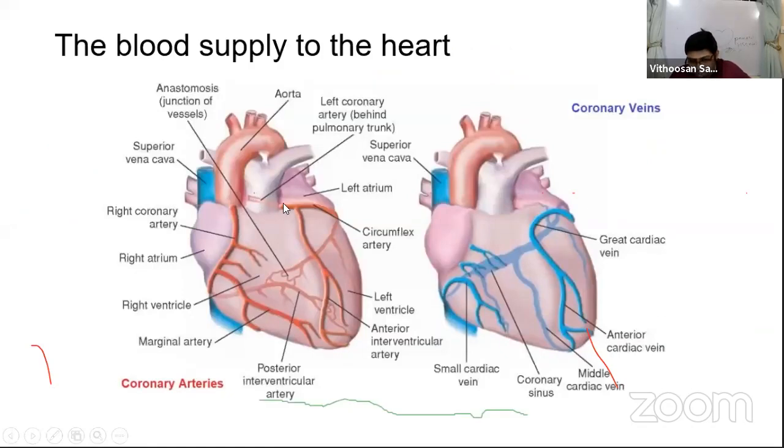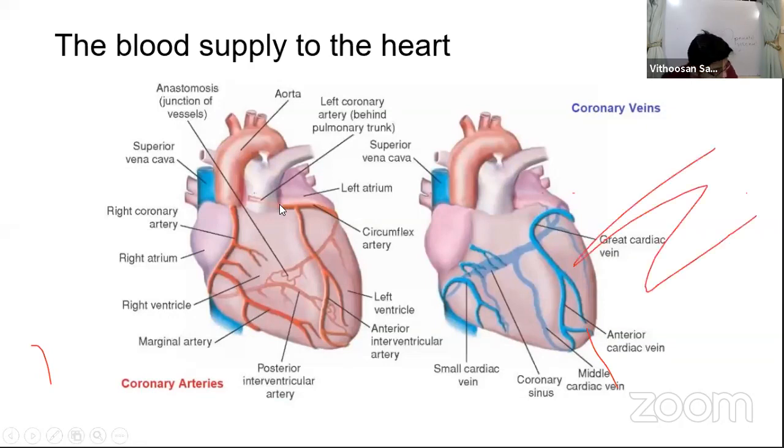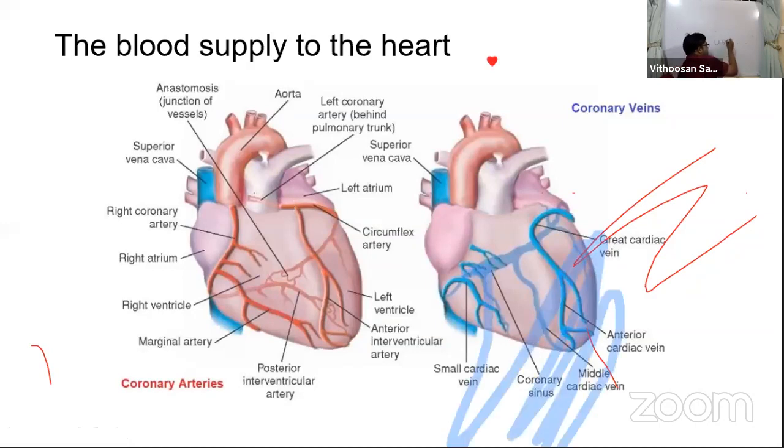Once it has started, the initial part of this artery is called the left main coronary artery, LMCA. Now this left main coronary artery divides into two.